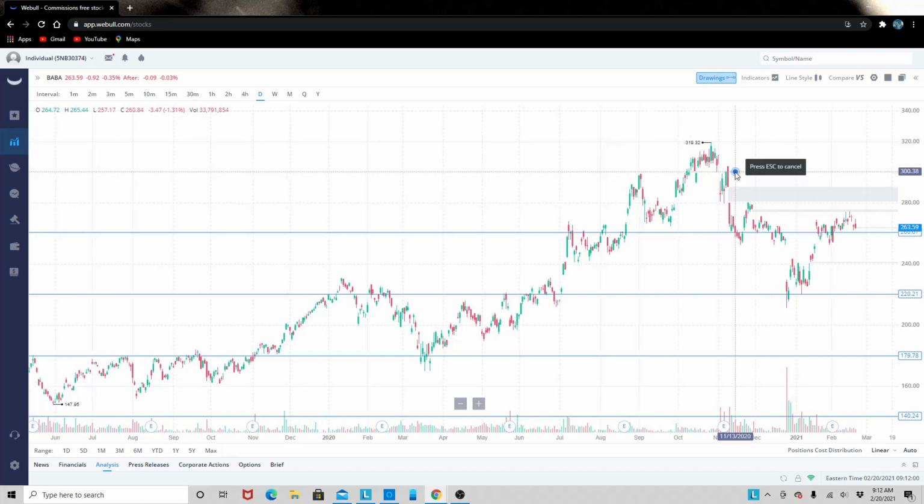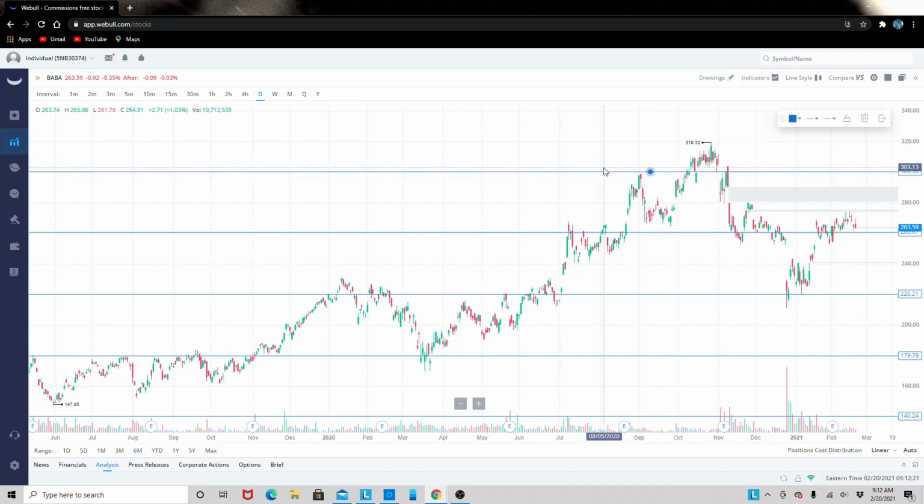Okay, so moving up from 260, you had the next resistance point, which is going to be right here, and you could see another point right here is going to be $300. It looks like it had a little bit of trouble getting through that $300 mark.